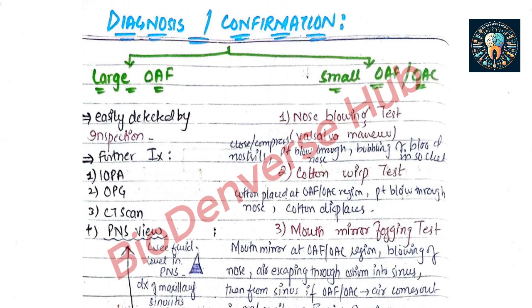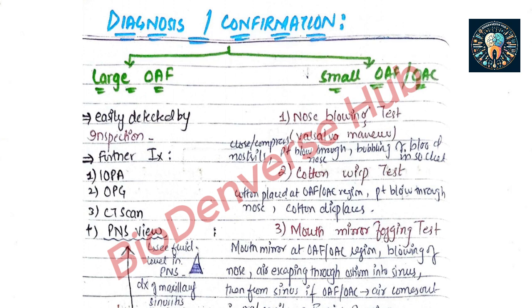If there is a large Oro Antral Fistula or a small Oro Antral Fistula, or in that case an Oro Antral Communication, how are you going to diagnose or confirm the condition? First of all, let us study it for the small Oro Antral Fistula or Oro Antral Communication. First, you will perform a nasal blowing test that is known as the Valsalva maneuver.